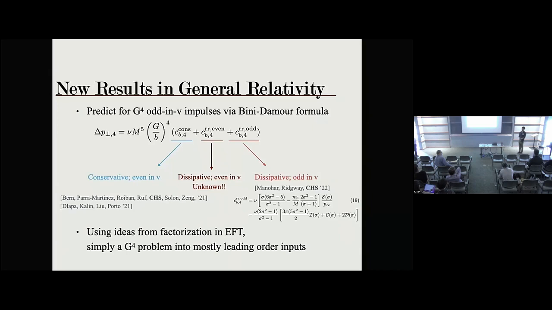I see, but in principle, we only need the energy loss and angular momentum loss at G to the fourth. Is that enough? Okay. Yeah. Or you calculate this directly by computing the amplitude. So that's another approach. Great, thanks.